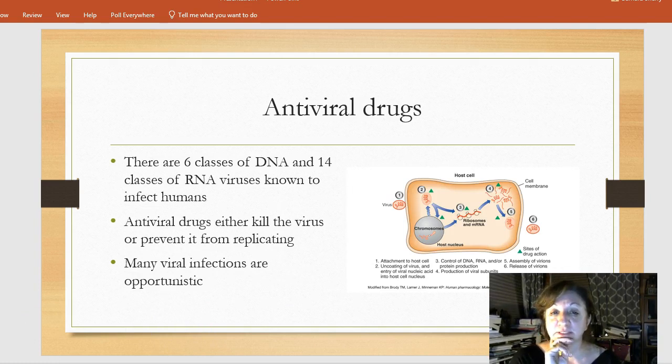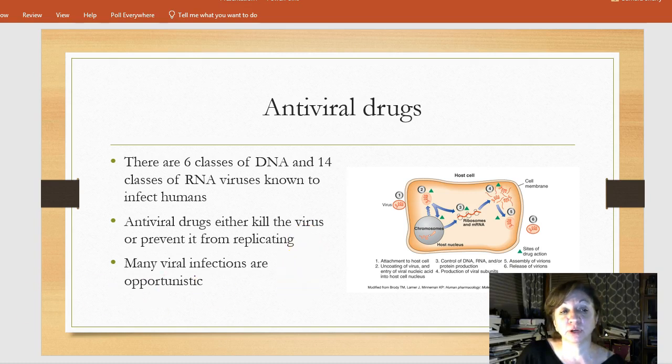There are 6 classes of DNA and 14 classes of RNA viruses. So there are a lot of different types of viruses. And so we have many types of antivirals that kill the virus, usually by preventing it from replicating. Once we stop it from reproducing itself in a host cell, viruses are interesting.